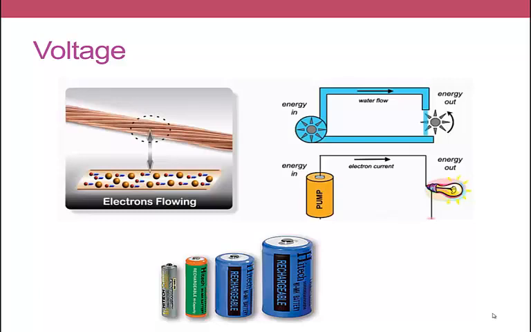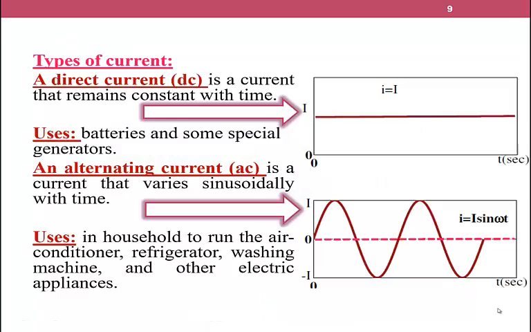Second, we are going to explore voltage, which you may consider as a pump. If we have a turbine and we have water flow, the turbine pushes water. The same concept applies for an electric circuit. If we have a pump, which is a battery, it pushes current inside the conducting wires. We have two types of current. We have direct current, DC, and we have alternating current, AC.